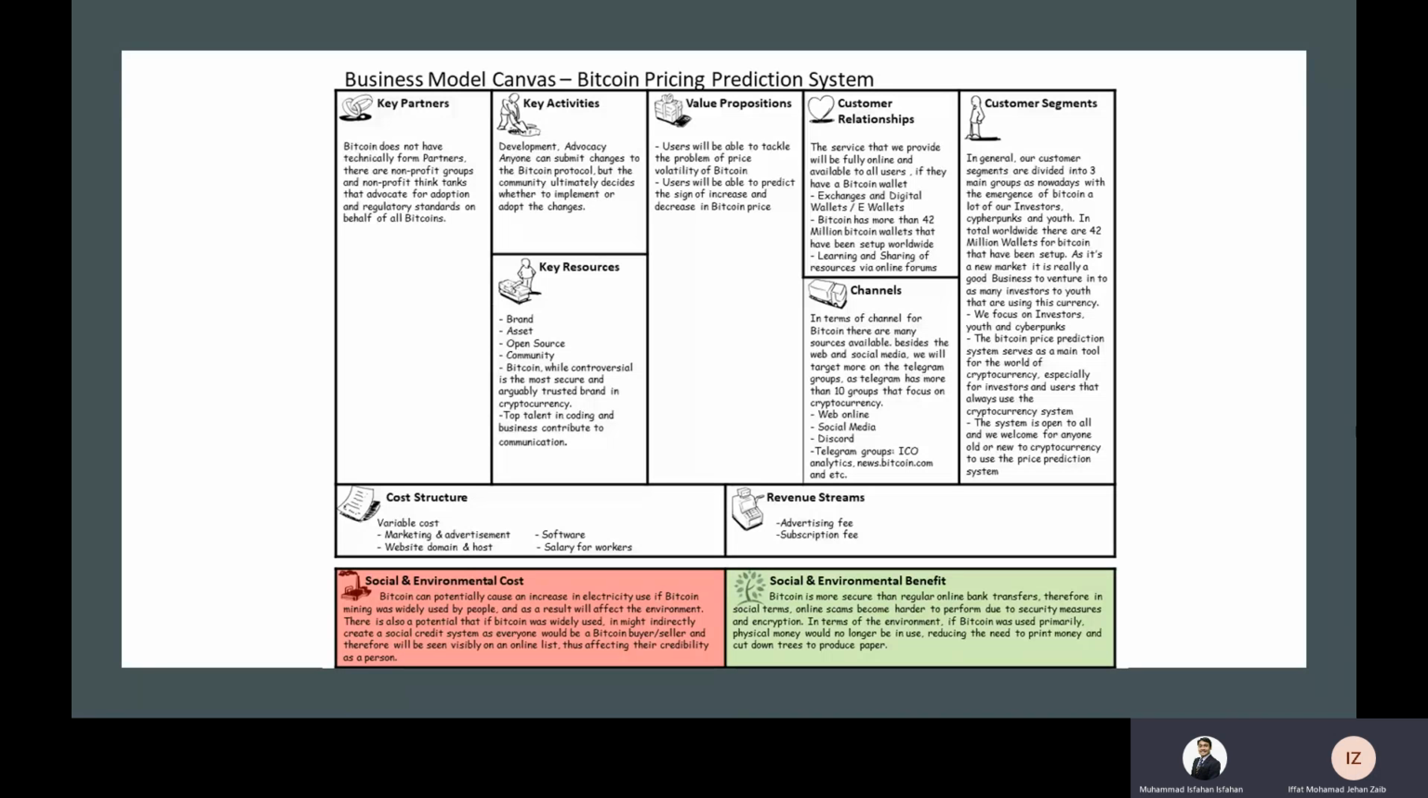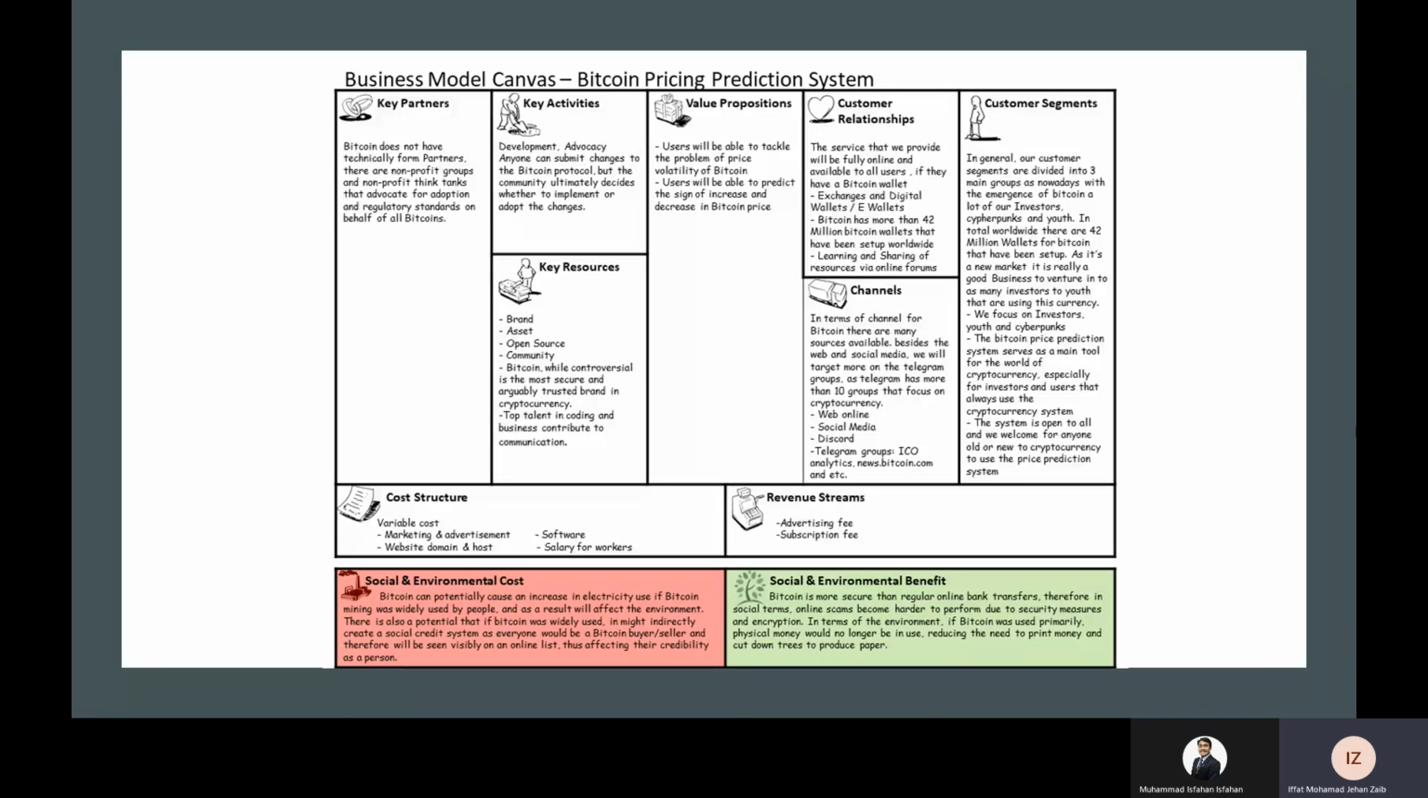Thank you, Isfahan. In terms of the cost structure, the variable cost includes marketing and advertisement, software, website domain and host, as well as salary for workers. In terms of revenue streams, it's inclusive of advertising fees and subscription fees.